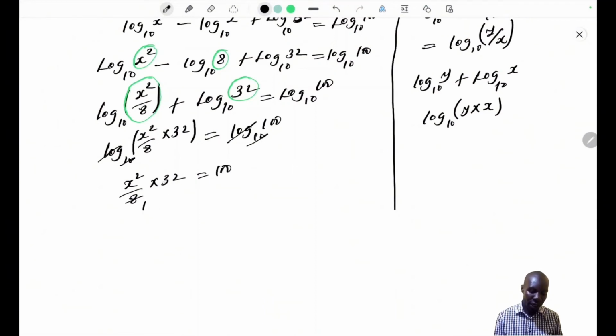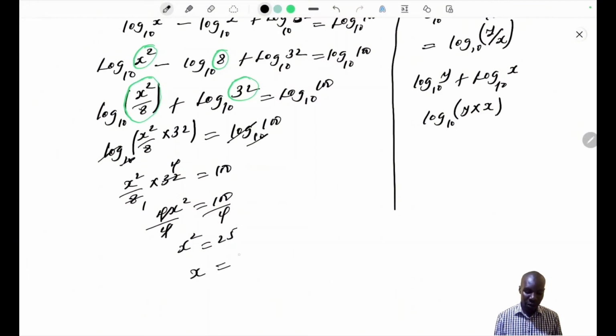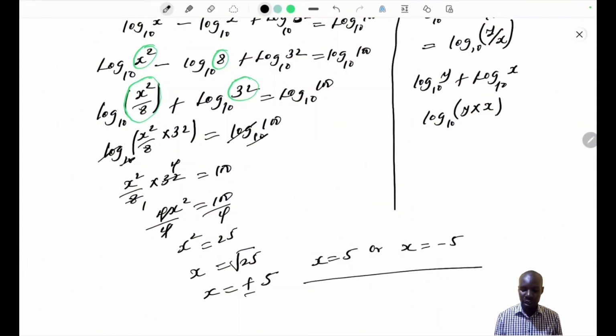So 8 goes here 1, 8 goes here 4. So 4x squared is equal to 100. Divide both sides by 4. We get x squared is equal to 25. x alone is the square root of 25. So x is equal to plus or minus 5. So in our case, x is equal to 5 or x is equal to minus 5. That is the answer.